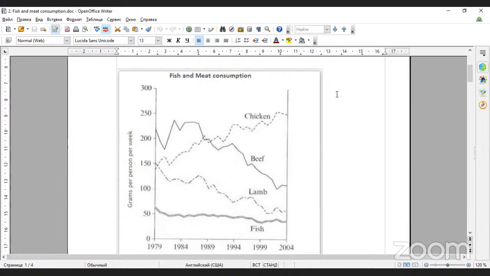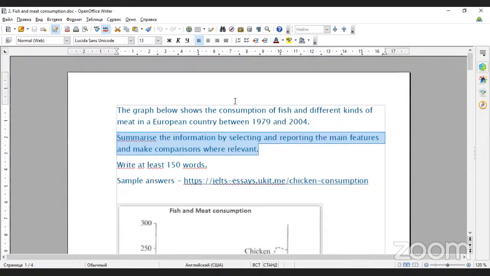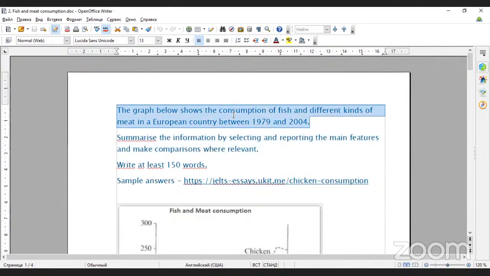All right. Let's start with the introduction. So now you know how to write introductions. The graph below shows the consumption of fish and different kinds of meat in a European country between 1979 and 2004. Can you please, I'll give you, let's say 2 minutes, and try to paraphrase this introduction and write it in the chat box. Okay, I'll just set the timer for 2 minutes.